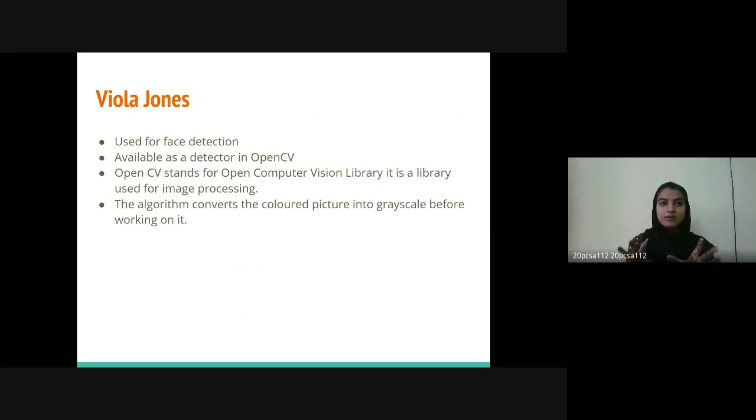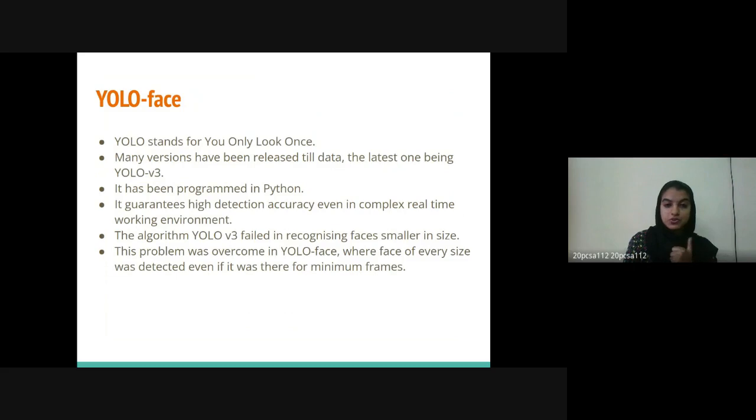So an overall idea about how Viola Jones works: the color picture that gets recorded through the surveillance camera or through any forms of that sort gets converted to grayscale so that it is easier for the algorithm to process. Because in color pictures we have different variations, different pixels and all of the colors. So converting into grayscale before going in for the face detection is the approach used in the Viola Jones algorithm.